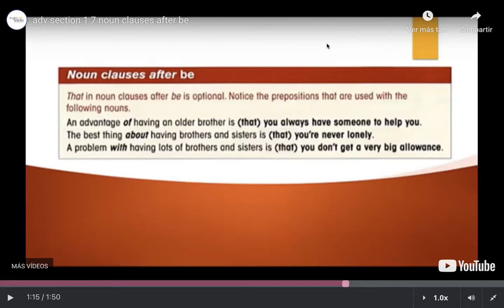Yes, it is. Just a quick question. Of course, Dennis. I got the idea that it's good that we use that after is to provide the extra information, but it's incorrect if I only use is. So, for example, having an older brother is you always have someone to help you. In that way, it's incorrect? No, Dennis, it is correct. That is not an obligation. It is normal, but not grammatically obligatory. But very good question. Thank you, Dennis. You're welcome.